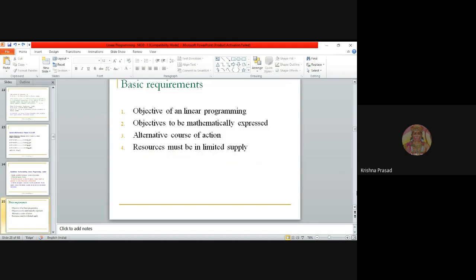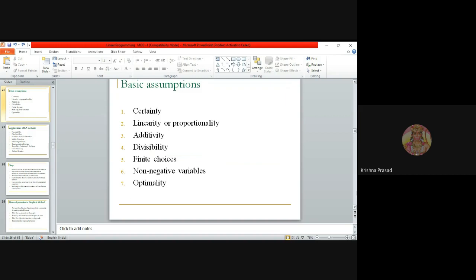Basic requirements for linear programming are the objective of an LPP, the objective as a mathematical expression, alternative courses of action, and resources must be in limited supply. Basic assumptions in LPP: certainty and linearity are very important in linear programming. One is that the independent variable is directly proportional to the dependent variable. That is linearity. Additivity, divisibility, and next, the non-negative constraints.